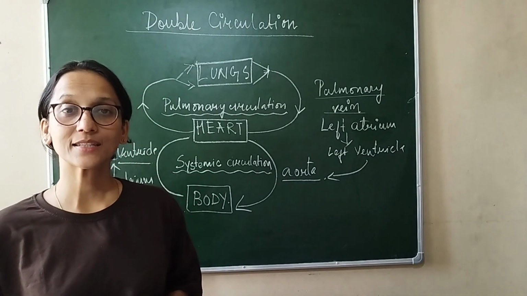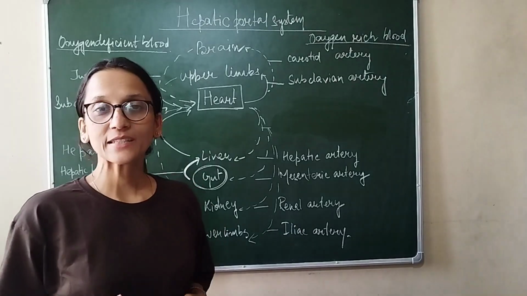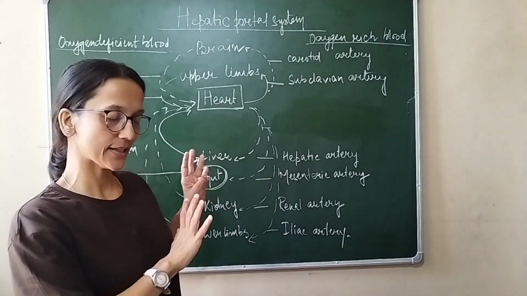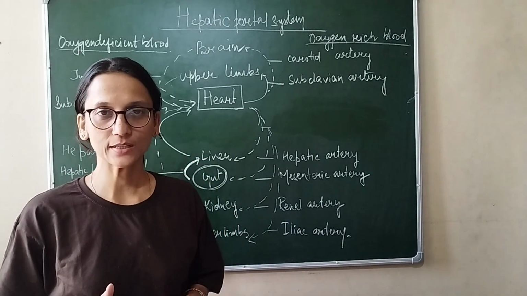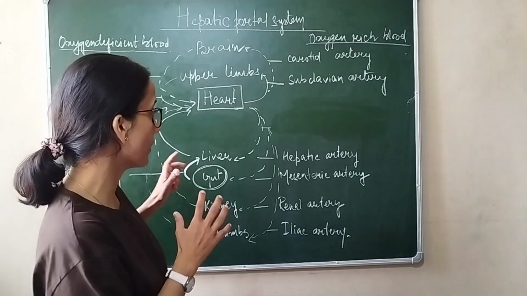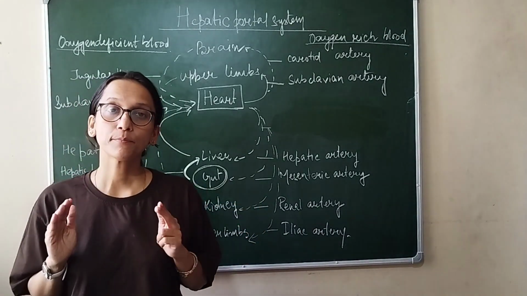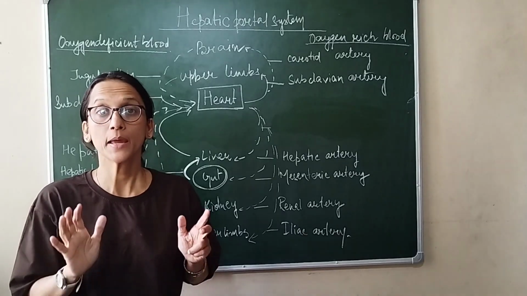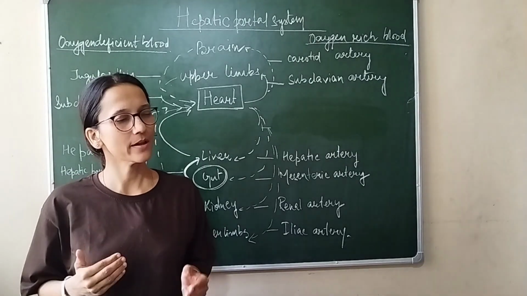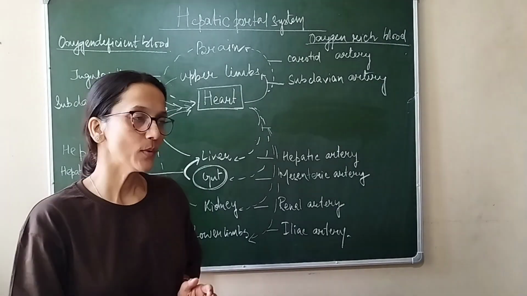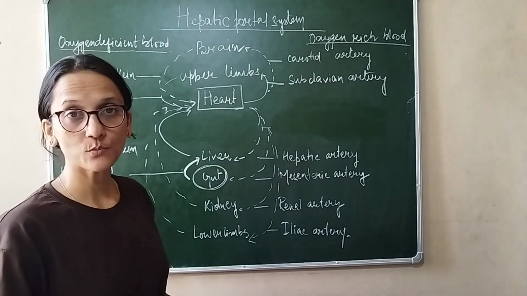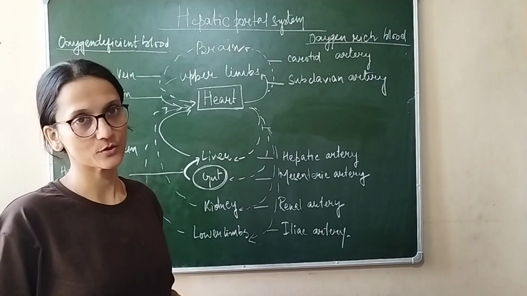Now let us understand hepatic portal system. I can understand the diagram looks very confusing, but it is very easy. Don't go after the diagram. It is very easy to understand. When you talk about hepatic portal system, the word hepatic means liver. So we are talking about something related to the liver. Remember one thing, when we discuss hepatic portal system, we primarily discuss systemic circulation.